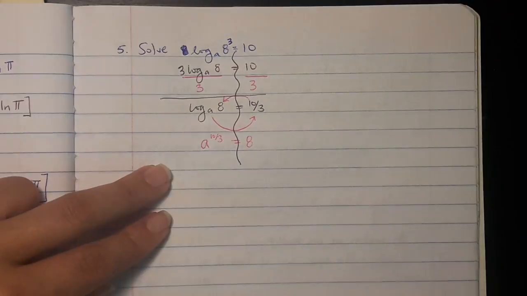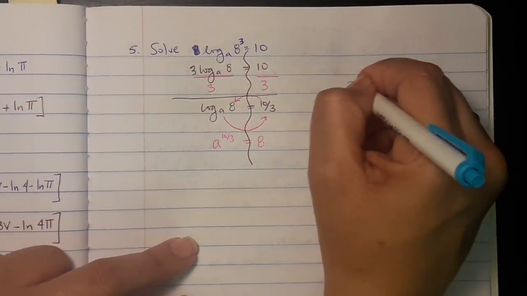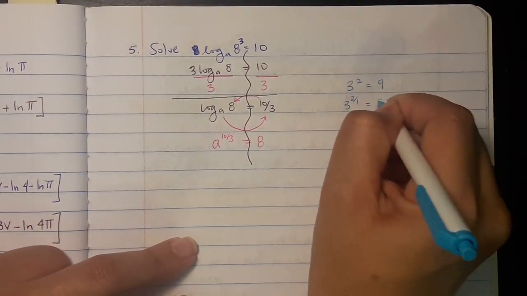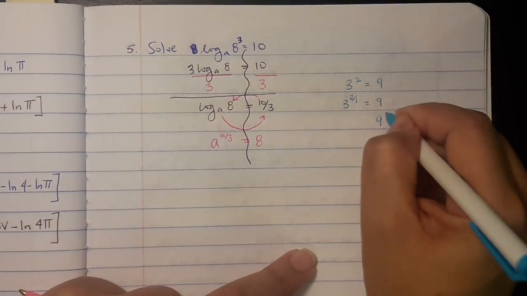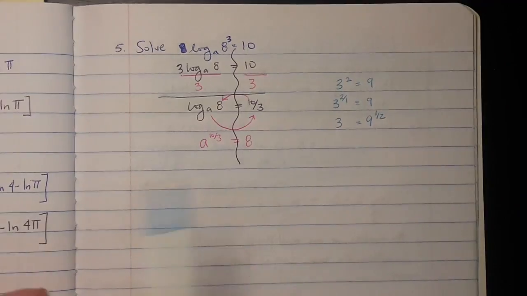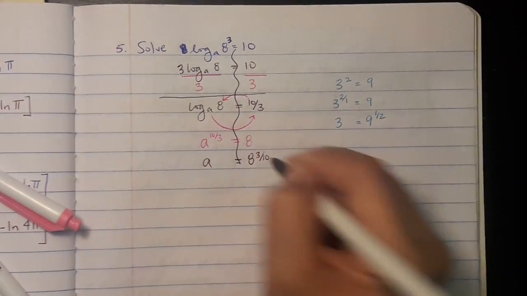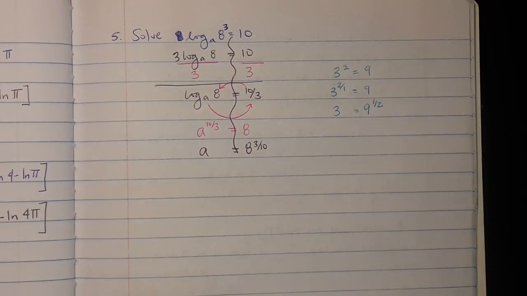Now, in order to show you my next step, I'm going to show it to you with numbers. Let's assume we have 3 squared equals 9. Well, 3 squared is like saying 3 to the power of 2 over 1 equals 9. If I wanted to transfer that exponent to the 9, all I have to do is flip it. So it's going to be 1/2. So 9 to the 1/2 is the same as saying the square root of 9, which is equal to 3. So all I have to do to transfer it to the 8 is flip it. So it's going to be 3 over 10. 8 to the 3 over 10.